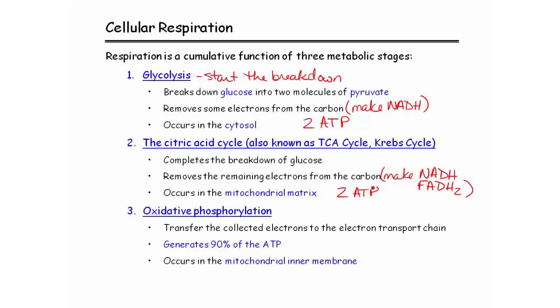This last stage is going to occur in the mitochondrial inner membrane, and that mitochondrial inner membrane can also be called the cristae. When we discussed mitochondrial structure in chapter 6, we said that the inner membrane was folded because that would then increase the surface area of that membrane. Notice that if we increase the surface area of that membrane, we will be able to run more of this very productive third stage of respiration.